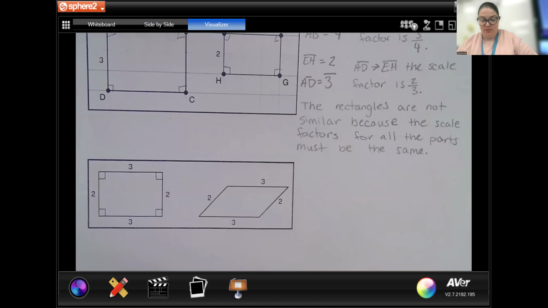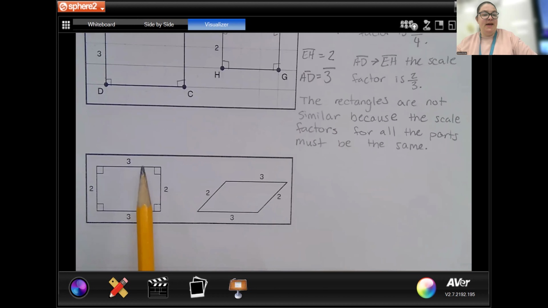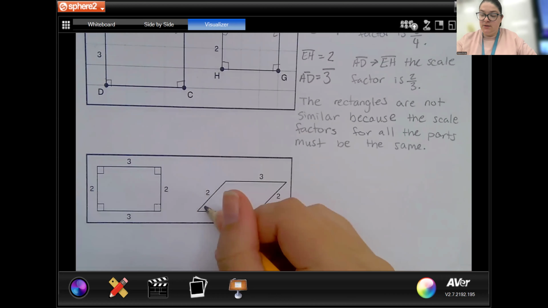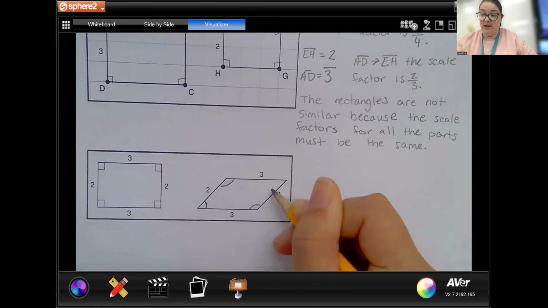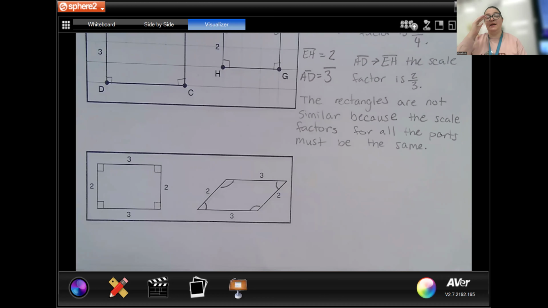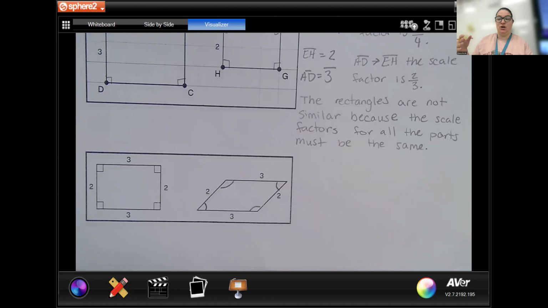Okay, down here we have these two polygons. They have the same side lengths, which just means a scale factor of 1. So 3 to 3 is a scale factor of 1, 2 to 2 is a scale factor of 1. But notice that these angles are not right angles. This is one of the things that 8th graders do make mistakes on. The angles do not change. The angle measures do not change when you dilate a shape.